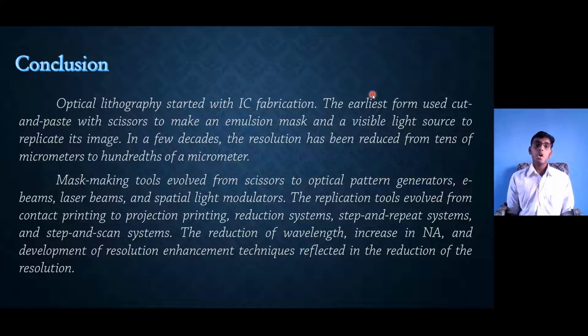In conclusion, the optical lithography process started with IC fabrication. The earliest forms used a cut and paste method using scissors to make our masks, but now we have evolved a lot. We use computerized printing systems to prepare these masks. We have gone a way ahead. We have reduction in wavelength, increase in the numerical aperture, and development of resolution enhancement techniques, which resulted in state-of-the-art machines which are able to perform lithography very well. And as we have seen, ULSI, ultra large scale integration, is the result of this evolution.